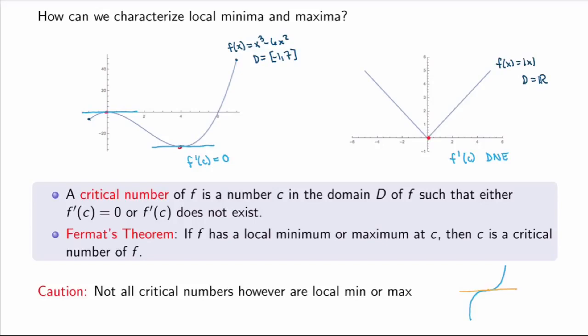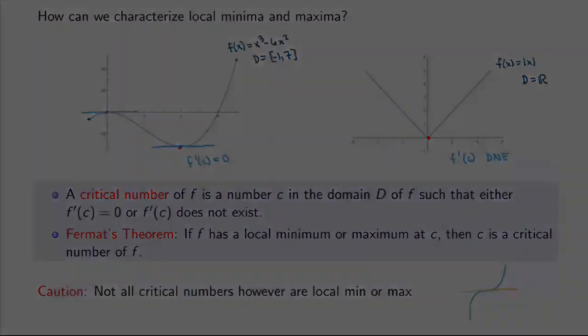All right, but if you want to find the local min and max of a function, what you want to do is first find its critical numbers, and then you want to somehow determine whether these critical numbers are local min or max. So we will come back to that in the next lecture. We'll find a method to determine whether critical numbers are local min and max. But for now, let's just stick with this. We know that local min or max can only occur at critical numbers of a function.